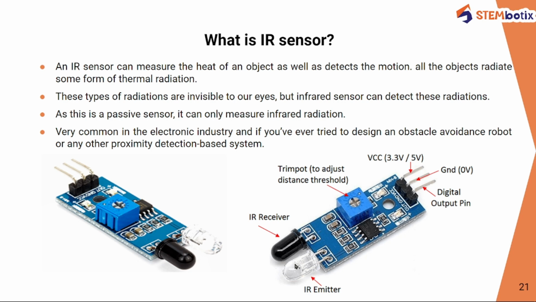The emitter is simply the IR LED, or you can say light emitting diode, and the detector is simply an IR photodiode. The photodiode is sensitive to IR light of the same wavelength which is emitted by this IR LED. When IR light falls on the photodiode, the resistance and the output voltage will change in proportion to the magnitude of the IR light received.